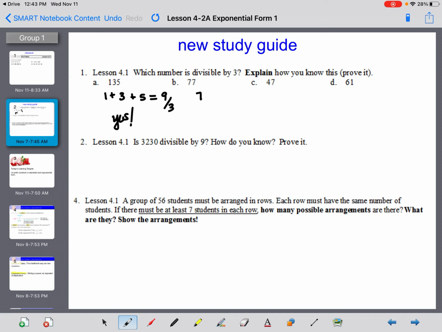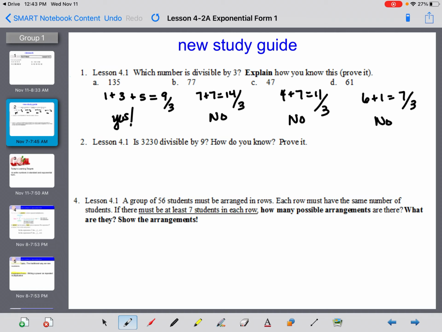Letter B, 7 plus 7 is 14. 14 is not divisible by 3. 4 plus 7 is 11. 11 is not divisible by 3, so 47 is not divisible by 3. 6 plus 1 is 7. 7 is not divisible by 3, so 61 is not divisible by 3.